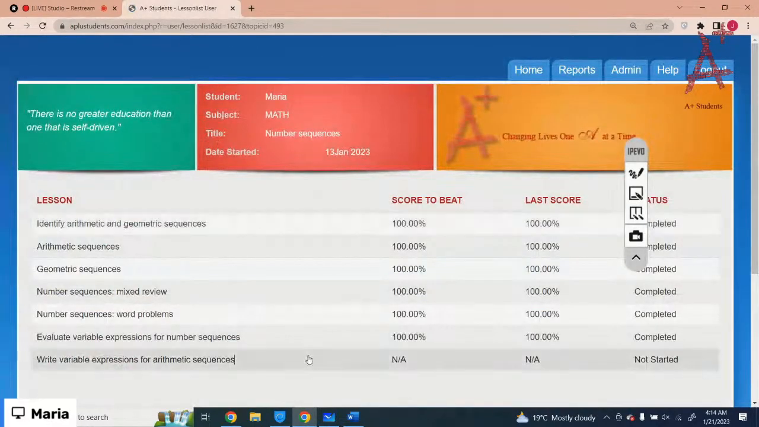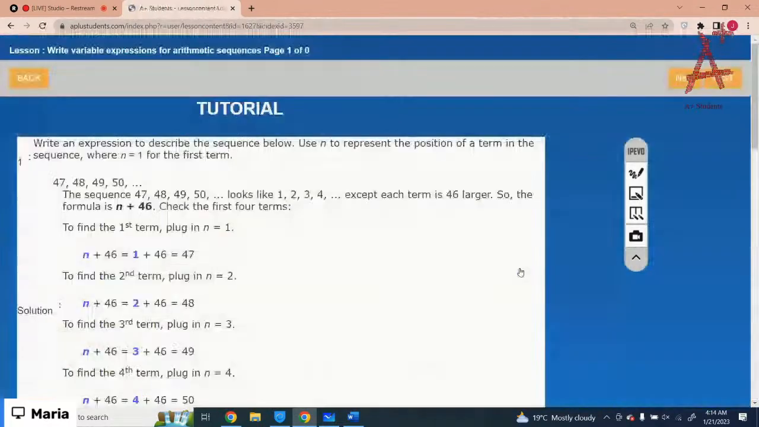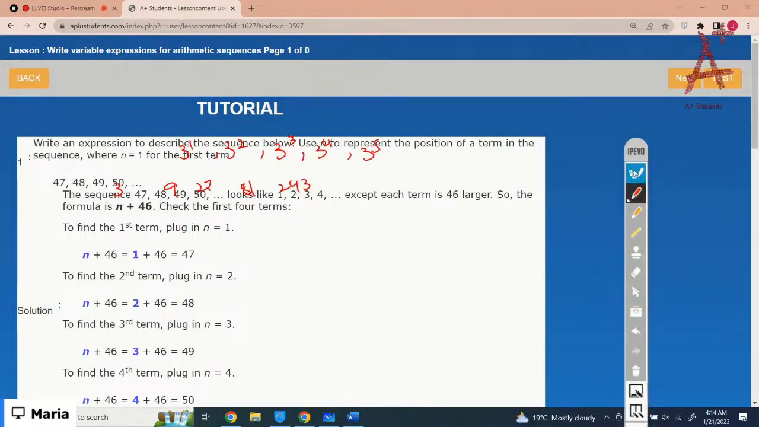Okay, the next lesson is write variable expressions for arithmetic sequences. Now you're given the sequences, and you have to write the arithmetic expression for those sequences. Got it? So write an expression to describe the sequence below. Use n to represent the position of a term in the sequence where n equals 1 for the first term. So for the first term, you are given n equals 1. Got it? That means you have to find the expression, with n equals 1. So start with 47.